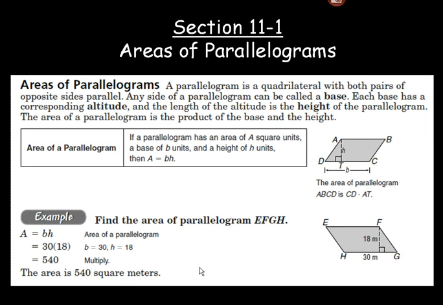Down here in this example, we have a parallelogram with a base of 30 and a height of 18 meters. And it's as simple as multiplying 30 times 18 to get 540. So the area then is 540 square meters. Notice we label area in squared units rather than linear units.